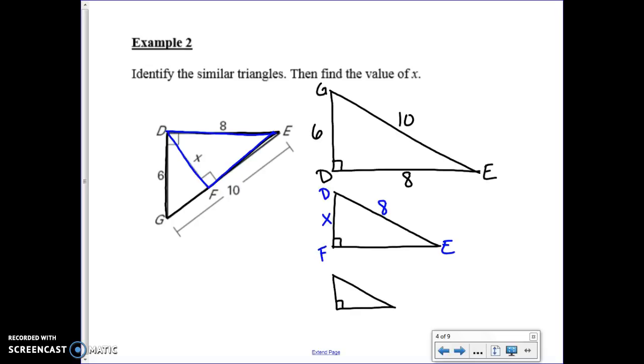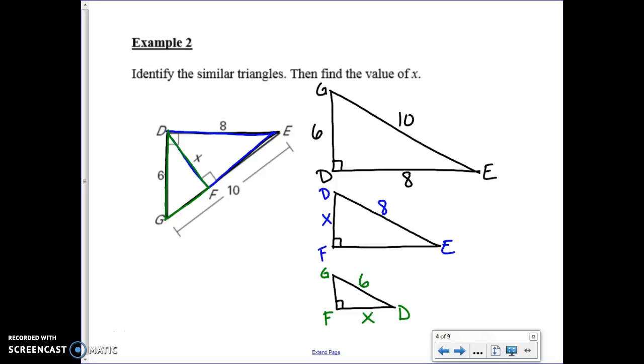Okay, so then in the baby triangle, if I trace it right here, my right angle, again, is F. Then the shorter side is FG. And the longer side is FD. So I'm filling in the pieces. FD is X. FG, we don't know, so we can't put anything there. And then DG is 6.